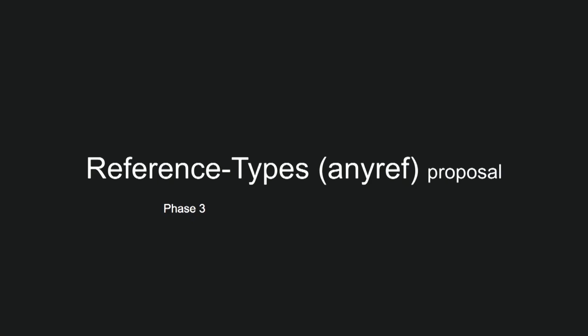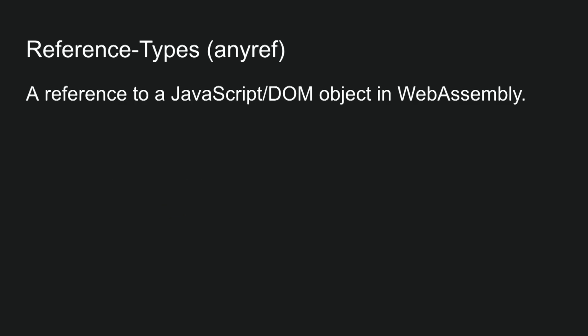We have something called reference types. It's currently phase 3 in the WebAssembly proposal process. It allows you to take any JavaScript or DOM reference and pass it to WebAssembly. WebAssembly will see it as an opaque pointer. It cannot know what's behind it, but it can pass it to other JavaScript functions which can make sense of it. You can also store it in WebAssembly.